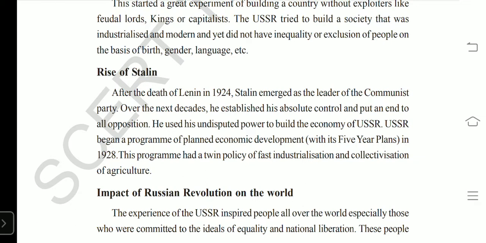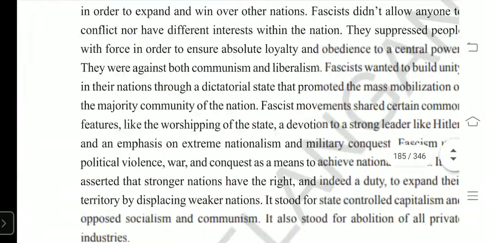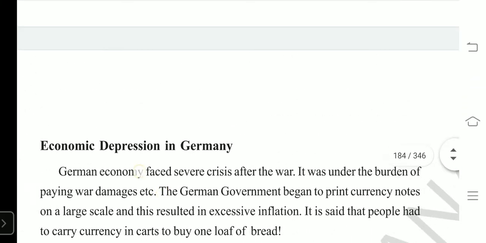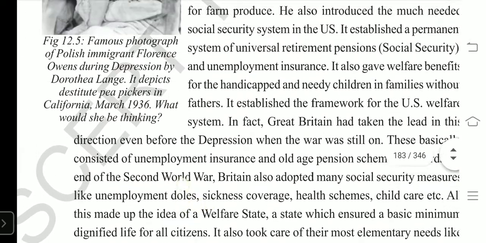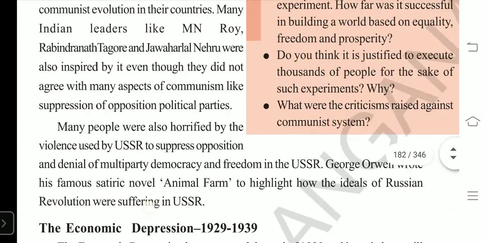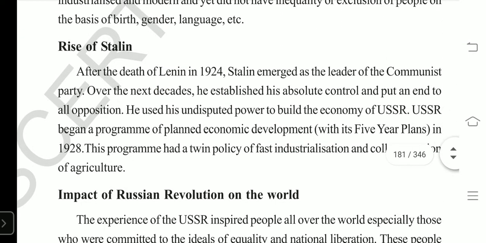He wanted to see the economic development of the USSR. So for that, he introduced 5-year plans. First time in the world, 5-year plans were introduced by Stalin in the USSR. And the first 5-year plan started in 1928.